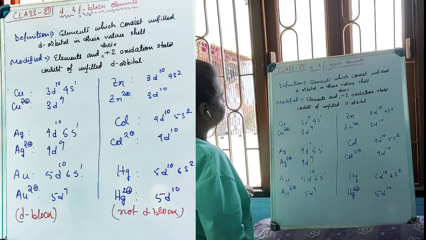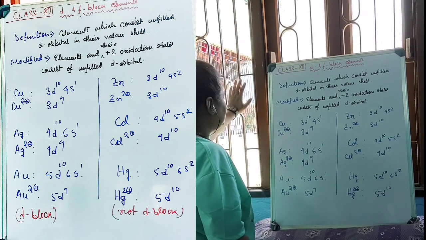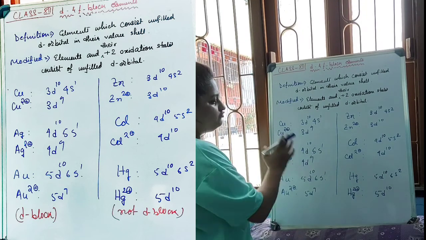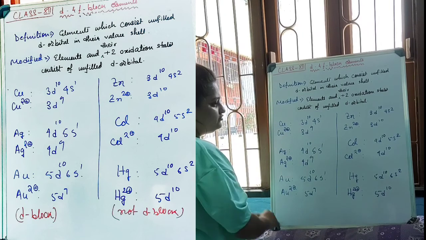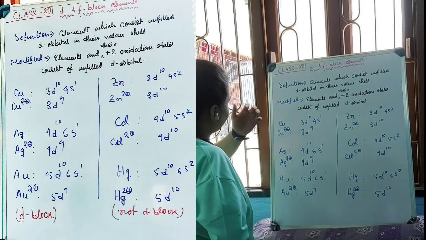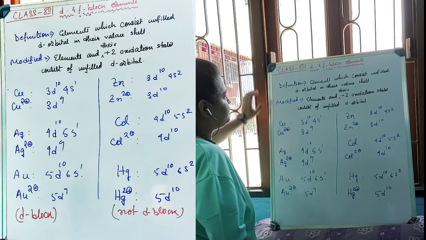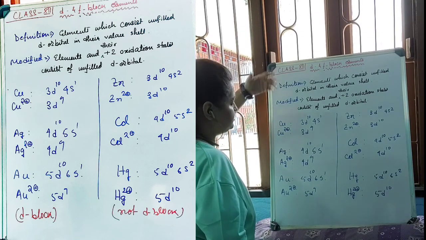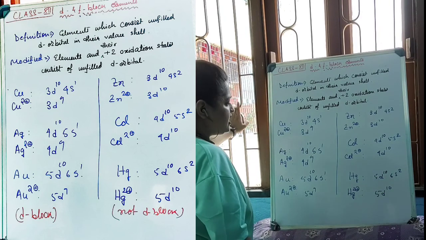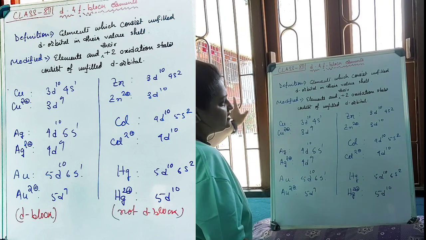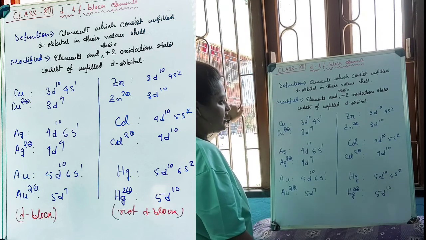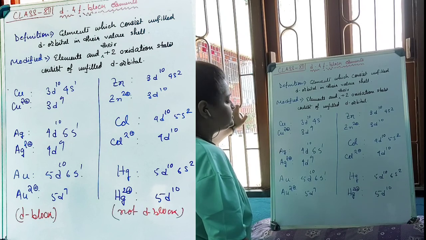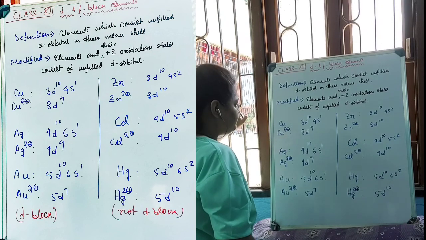But it was found that copper, silver and gold do give the chemical and physical properties of the d block elements. Therefore, the modified definition for the d block elements says that elements which have an unfilled d orbital, either in their neutral form or in their +2 oxidation state, are known to be d block elements.